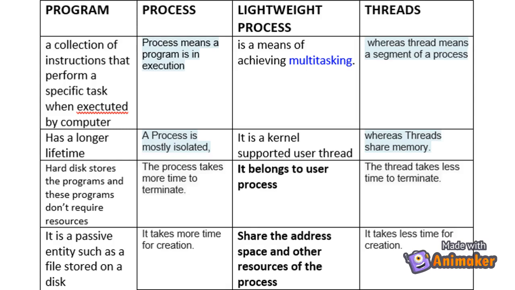Program: the hard disk stores the programs, and these programs don't require resources. The process takes more time to terminate. Lightweight process belongs to the user process. Threads: the thread takes less time to terminate. Program is a passive entity such as a file stored on a disk. Process takes more time for creation. Lightweight process takes more time for creation. Threads take less time for creation.